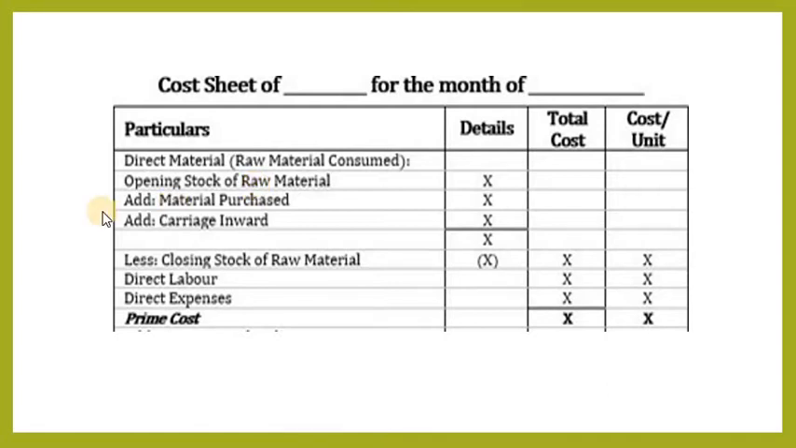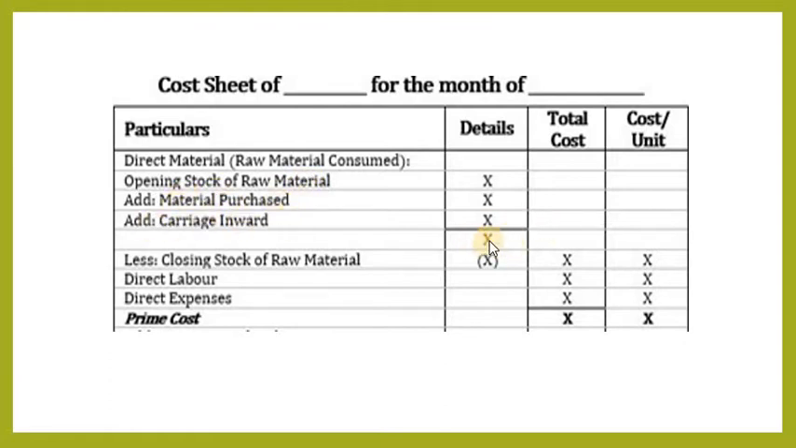No problem. In prime cost, first we have to calculate prime cost equals direct material plus direct labor plus direct expenses. Direct material equals purchase of raw material plus opening stock of raw material minus closing stock of raw material, which gives the raw material consumed. Add to the opening stock of raw material the material purchased, then add carriage inwards for raw material.